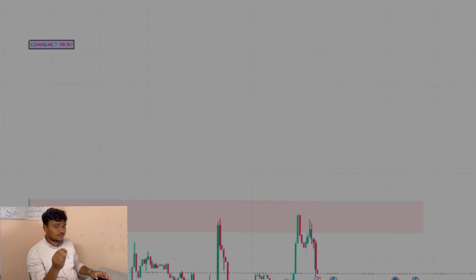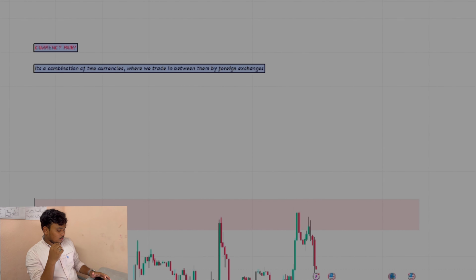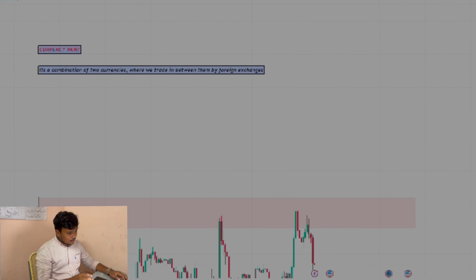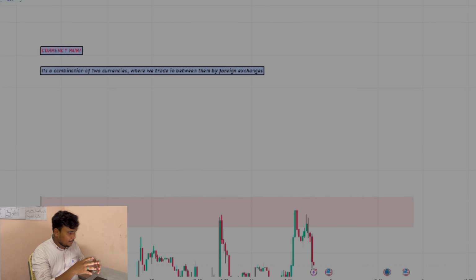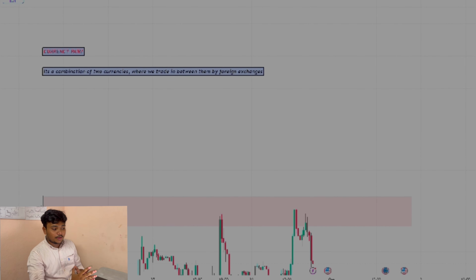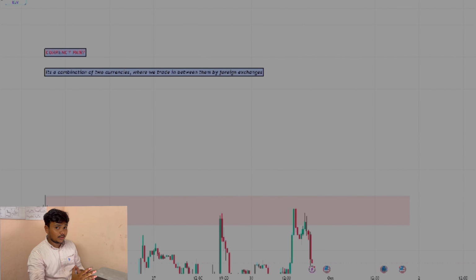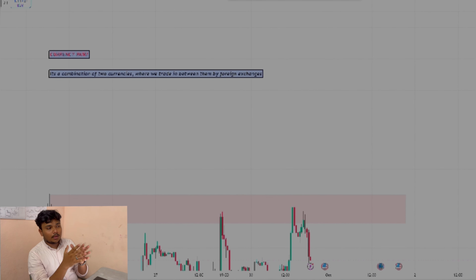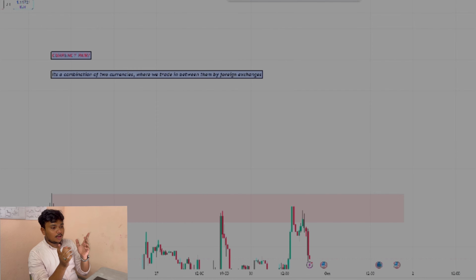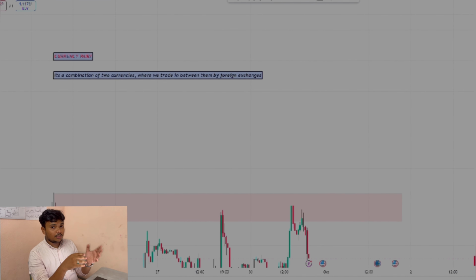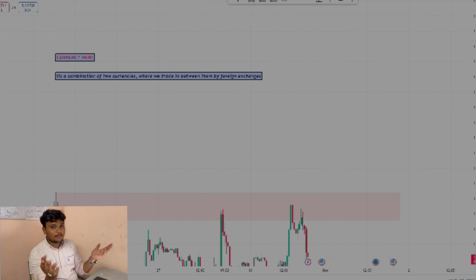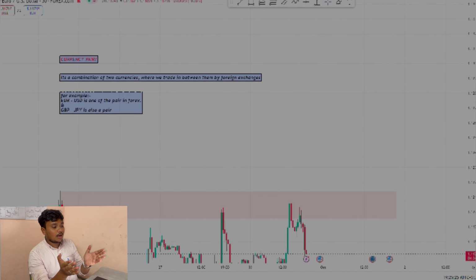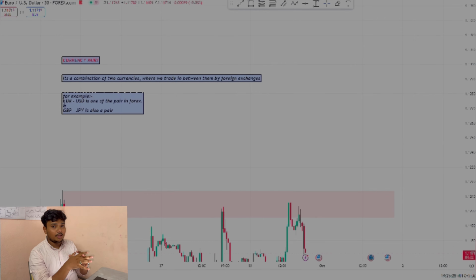So first of all, what is a currency pair? A currency pair is a combination of two currencies where we trade between them in foreign exchange. Like here, we can take any pair, like Euro USD, GBP USD. When it comes to Euro USD, Euro and USD are two different currencies. We will trade on Euro and USD, in between them.